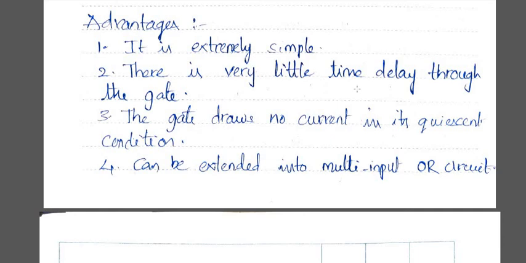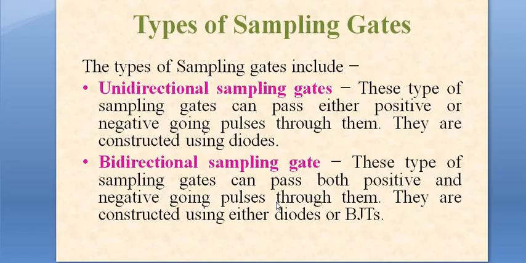To overcome that, we will move on to the next part, the bidirectional diode. Here in this bidirectional diode, we will pass both positive as well as negative pulses, and the disadvantages present in the unidirectional sampling gate can also be mitigated. So I hope you are clear with this part of your next chapter, and also with the previous topics that we have discussed.